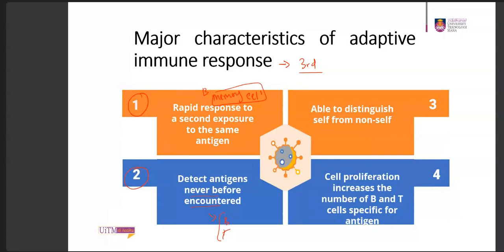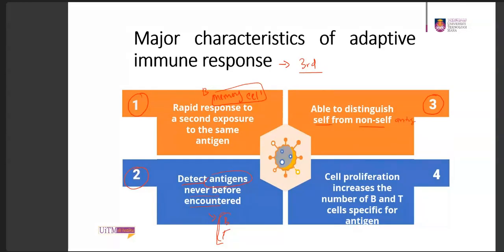So any pathogen that brings antigen into your body will be detected by the receptor of the B and T cell. You have many B cells and T cells with different receptors, and these will be used to detect the antigen, which is the foreign molecule that enters your body, such as the molecule on the pathogen.